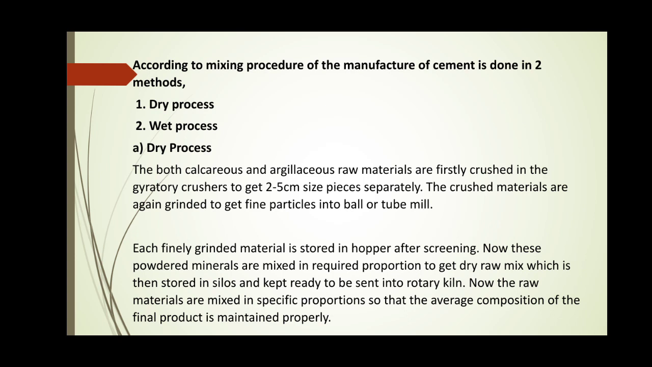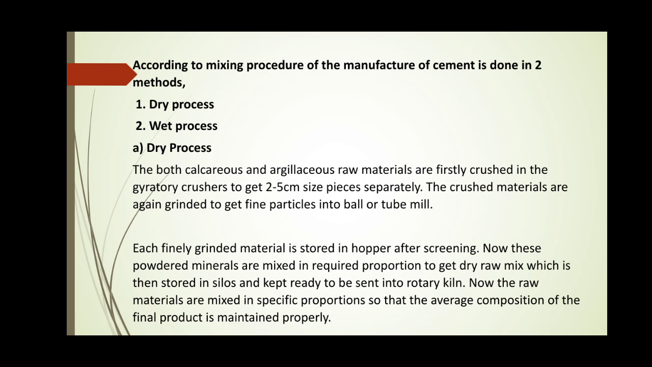According to the mixing procedure, the manufacture of cement is done by two methods, that is dry process and second is wet process. First is the dry process. Both calcareous and argillaceous raw materials are firstly crushed separately in the gyratory crusher to get 2 to 5 centimeter pieces. The crushed materials are again ground to get fine particles in a ball or tube mill.